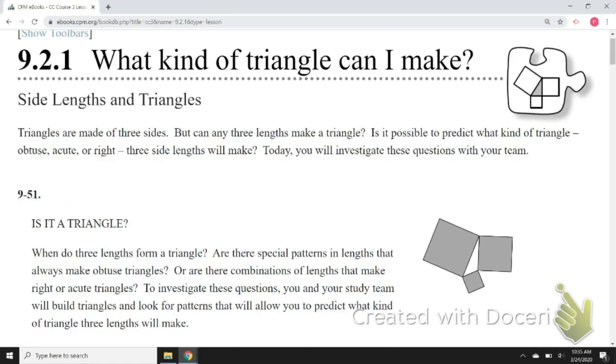I'll go ahead and read this first paragraph to you. It says, triangles are made of three sides, but can any three lengths make a triangle? Is it possible to predict what kind of triangle, obtuse, acute, or right, three side lengths will make? Today you will investigate these questions with your team.